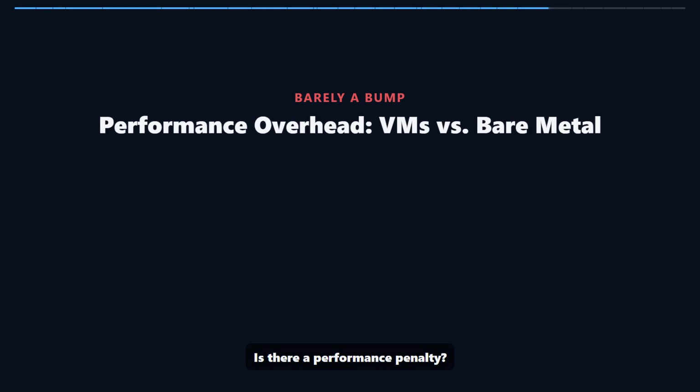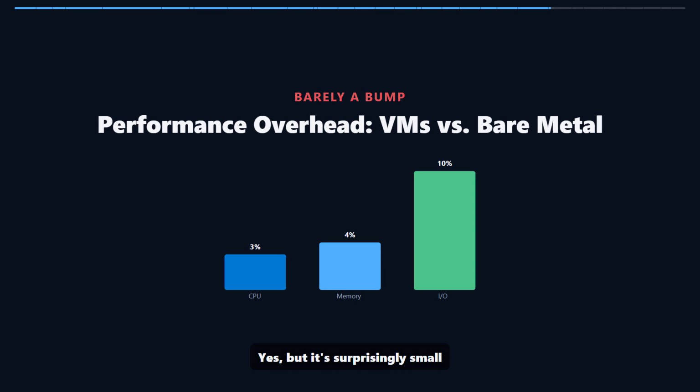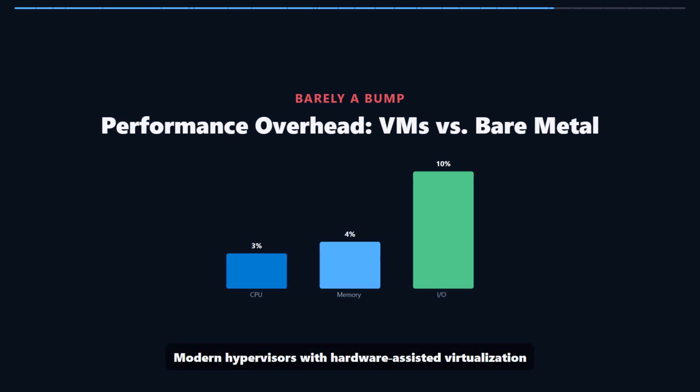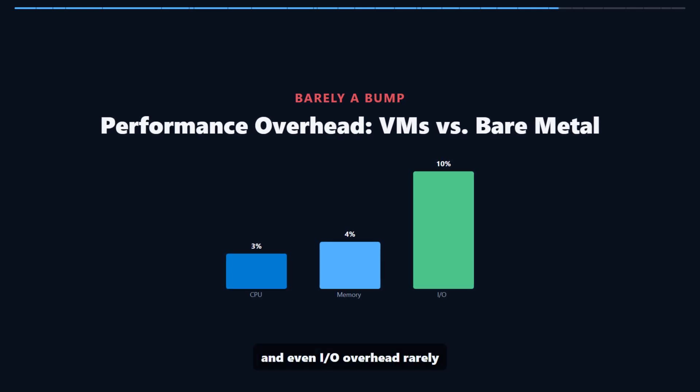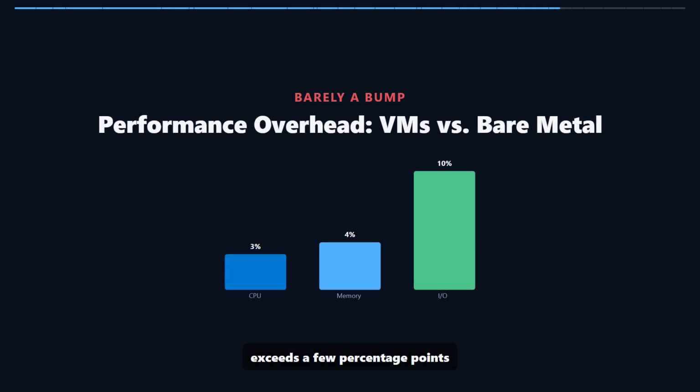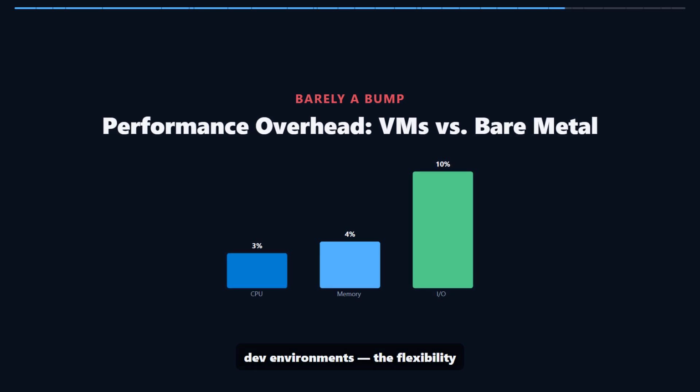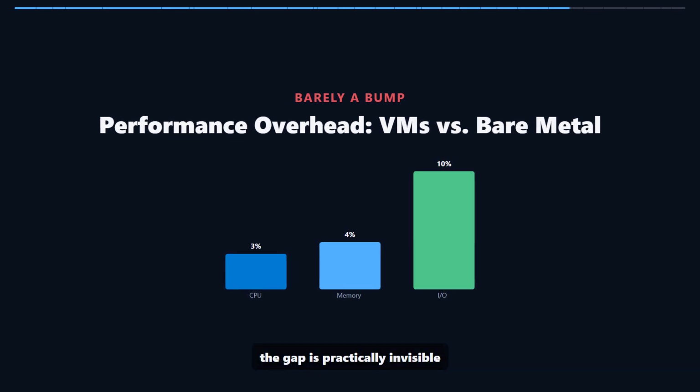Is there a performance penalty? Yes, but it's surprisingly small and shrinking every generation. Modern hypervisors with hardware-assisted virtualization keep CPU and memory overhead in the low single digits, and even I/O overhead rarely exceeds a few percentage points for typical storage. For most workloads, web servers, databases, dev environments, the flexibility of VMs easily outweighs the tiny speed bump. The chart lays out conservative ballpark numbers. The gap is practically invisible in day-to-day use.